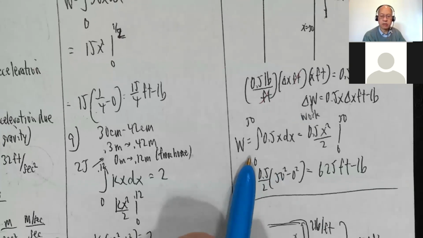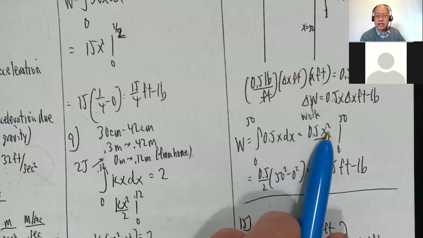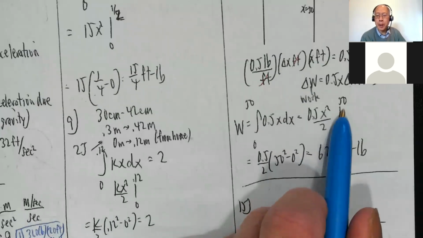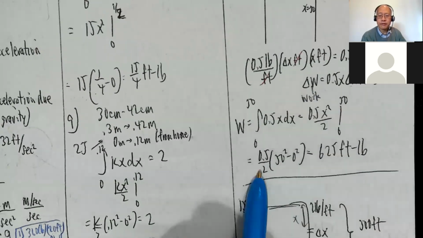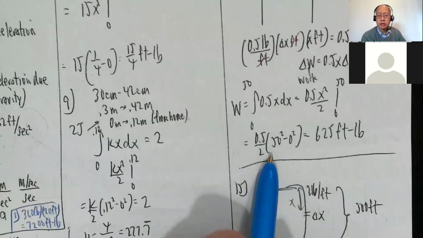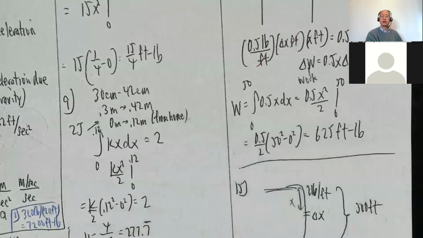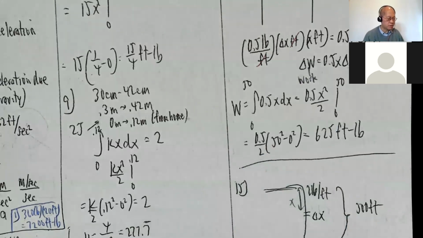Okay, so we're pretty much there. So 0.5 x squared over 2 from 0 to 50. 0.5 over 2, plug in 0, you get 0. Plug in 50, you have 50 squared. So 0.5 over 2 times 50 squared, punch it in your calculator, 625 foot-pounds. Okay, so that's the way that one goes.